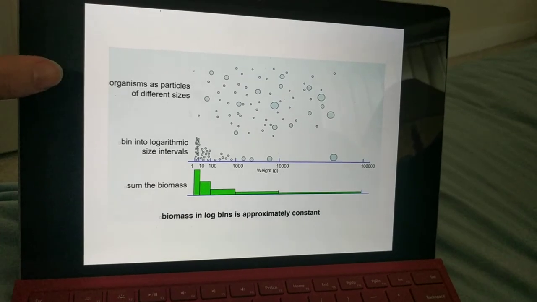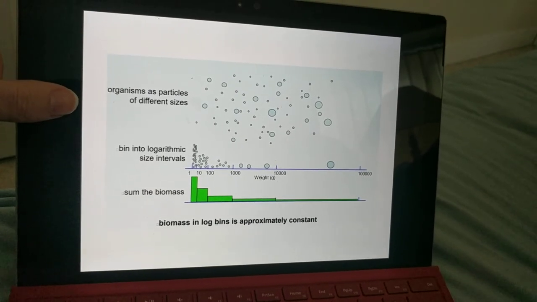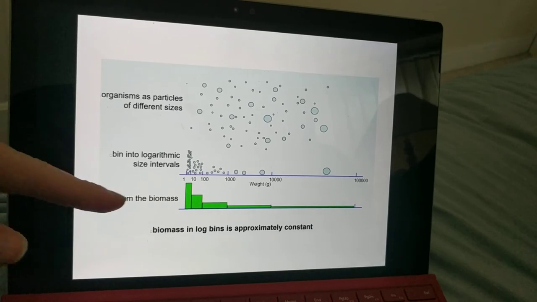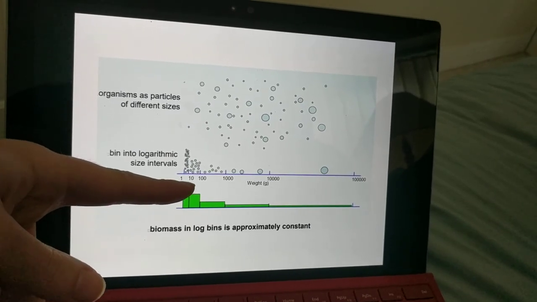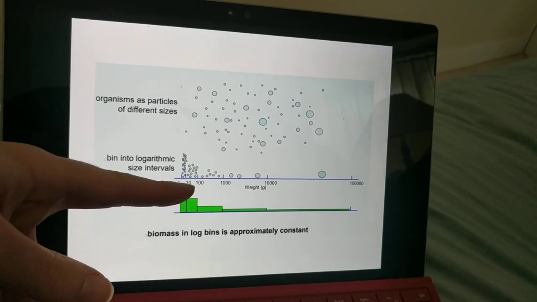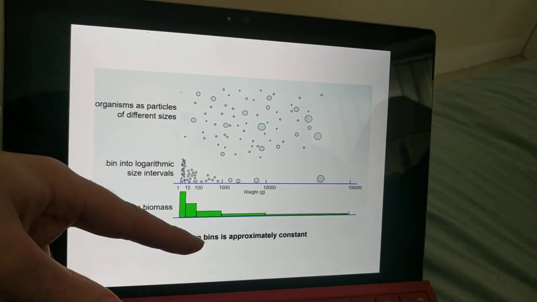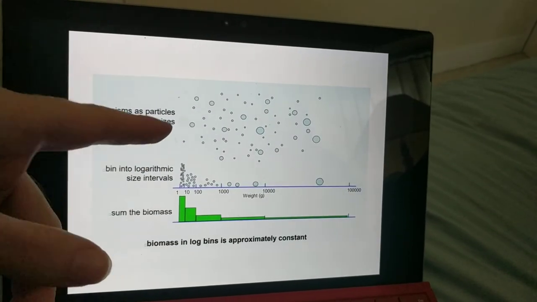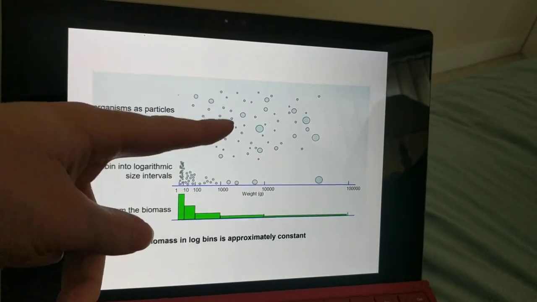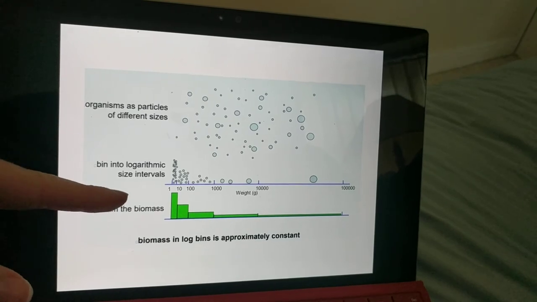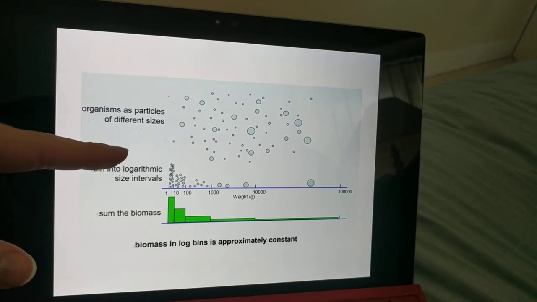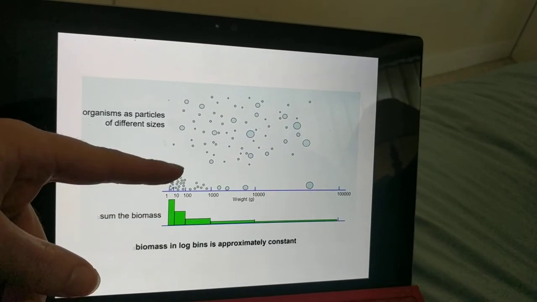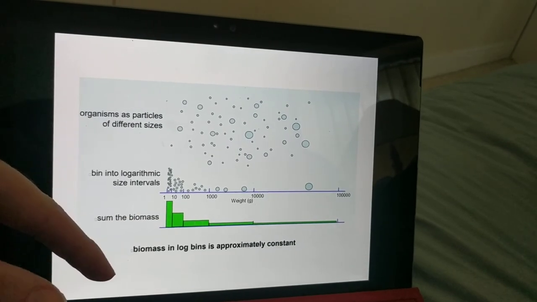If you look at all the organisms at different sizes, put them in bins according to their weights. So the organisms with a weight between 1 and 10 grams go in this first bin. The second bin holds the organisms between 10 and 100 grams. The third between 100 and 1,000 grams. And so on. So we organise these organisms into the bins according to their weights, and these bins are logarithmic size intervals. Now, the interesting observation is that if we sum up the biomass of all of the organisms in a particular bin, we get approximately the same number. Doesn't matter which bin we do.